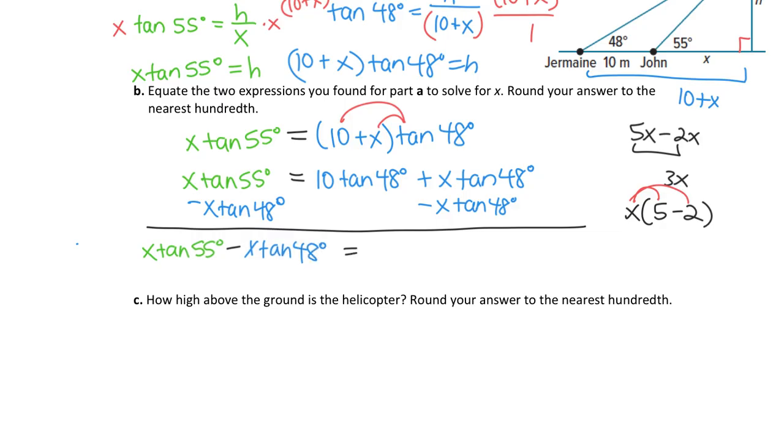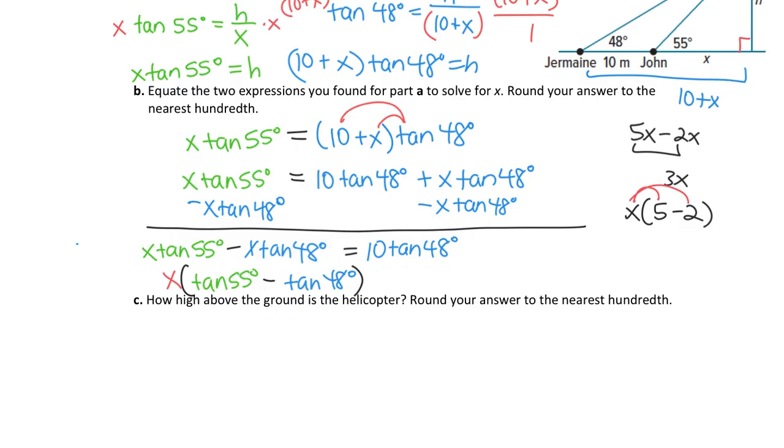It's just algebra. All right, equals the tangent of 48 degrees. Sorry, that's wrong. 10 times the tangent of 48 degrees. I don't feel like going back and recording, so I'm not going to. All right, so now we have to do the factoring. So I'm going to pull out the x, and that would be tangent of 55 degrees minus the tangent of 48 degrees. Okay, so our coefficient really of this x is tangent of 55 degrees minus tangent of 48 degrees.